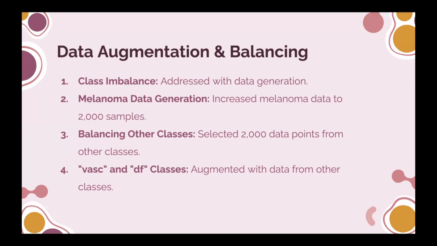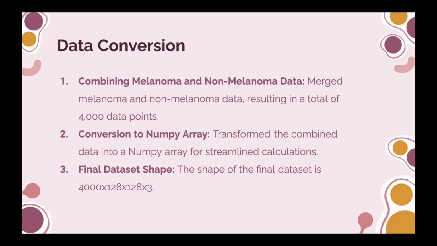Then augmentation and balancing. Initially we had only approximately 1,000 data points for melanoma. So we've used a generative adversarial network, or a GAN, to create additional data points based on the original data points. It was a conditional GAN. And then we have combined the data from vascular lesions and dermatofibrosis into our melanoma data set. So in total we are using 4,000 data points, and we're going to split this into 60, 20, and 20.